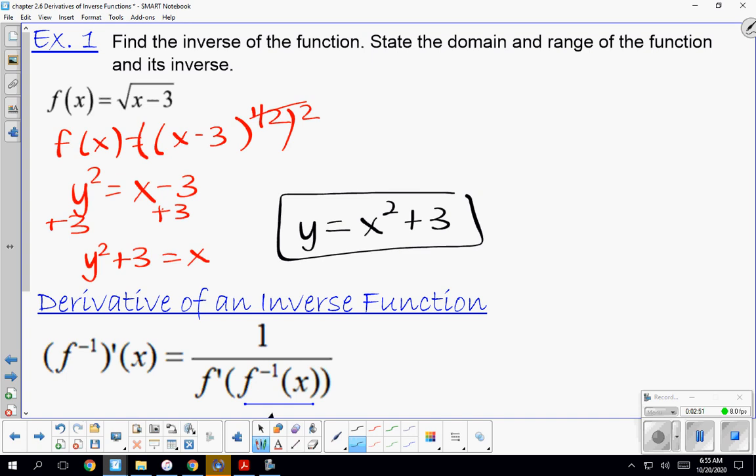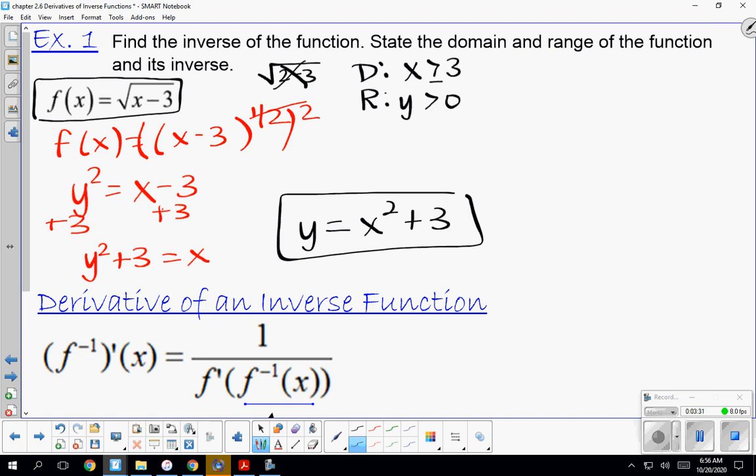But I do have to make sure that I state the domain and the range. In the original, I cannot have a negative under the radical. So I need to think what would make that positive. If I plug 3 in, I get 0, which we can take the square root of. But if I plug in anything less than 3, like let's say 2, I get a negative under the radical, and that can't happen. So my domain would be x greater than or equal to 3. It could also equal 3 because we can have 0 in there. And then when I do that, I'm going to get any value greater than or equal to 0.